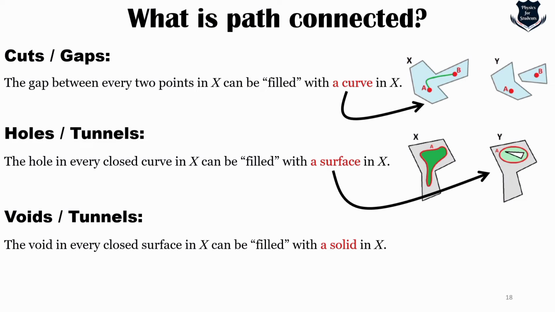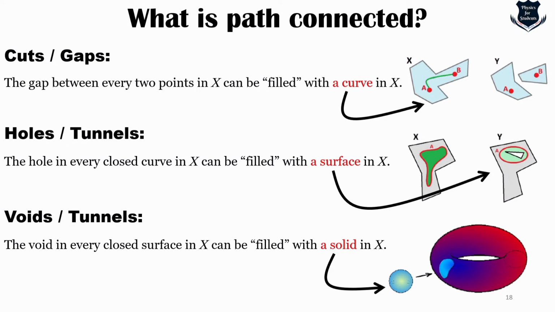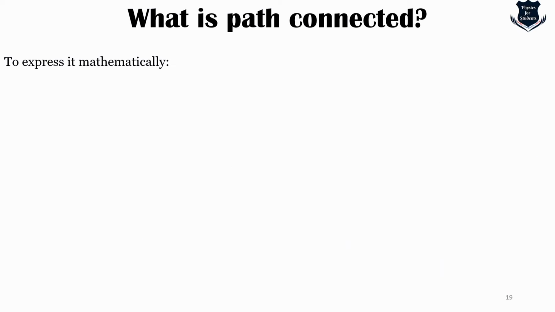Third case, voids and tunnels. Every void in a closed surface is filled with a solid, and it looks like this. So you see the torus, and you see the void, and we are using a sphere in order to connect it. So these are the 3 examples when we are talking of path connected and trying to fill it up, how this is being done. Isn't it interesting?